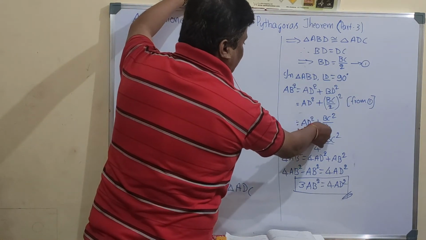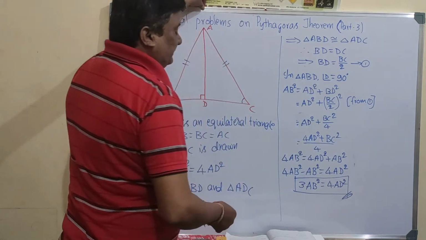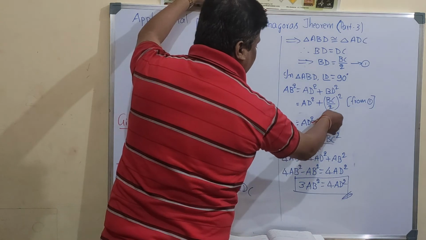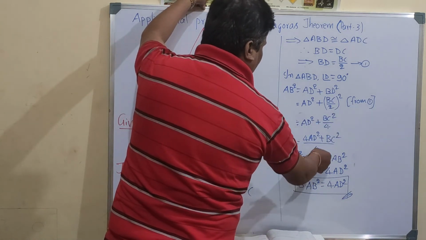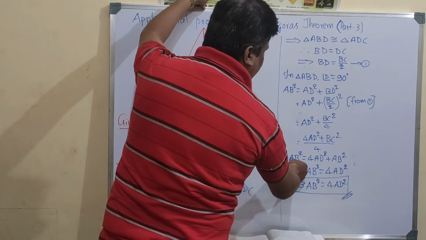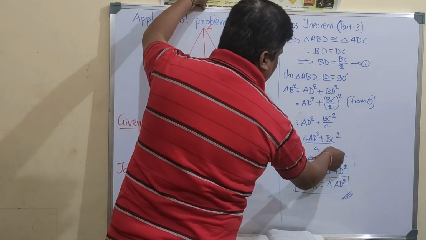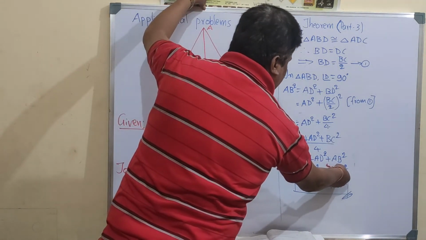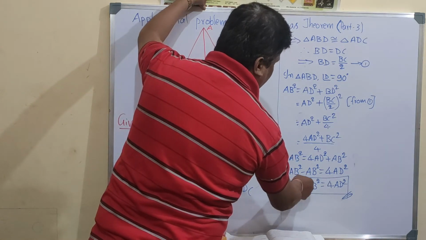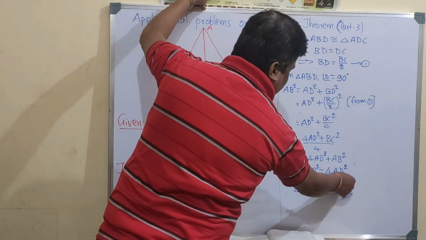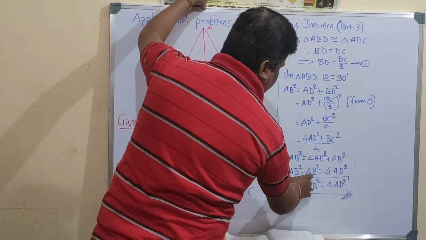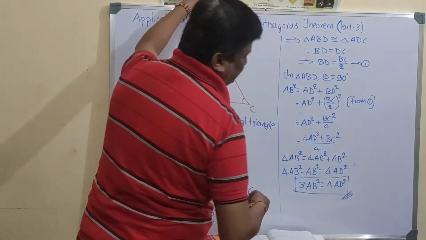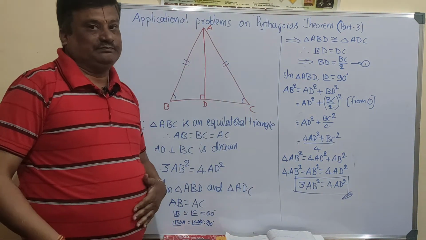So AD square as it is plus BC square by 4. Here let's take 4 as LCM. Then we will get 4 AD square plus BC square. On cross multiplication we will get 4 AB square is equal to 4 AD square plus BC square. For BC we can write AB, so that is AB square. When AB square is transposed to the left side, 4 AB square minus AB square is equal to 4 AD square. That is, 4 AB square minus AB square is nothing but 3 AB square, that is equal to 4 AD square. This is the required result.